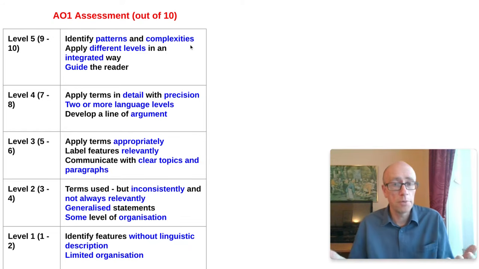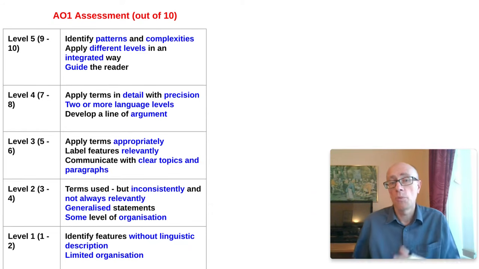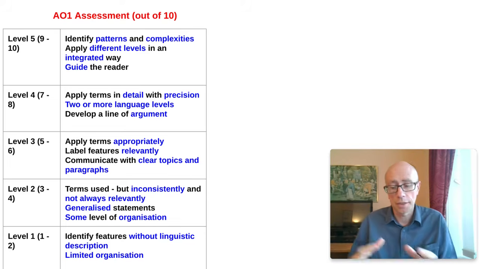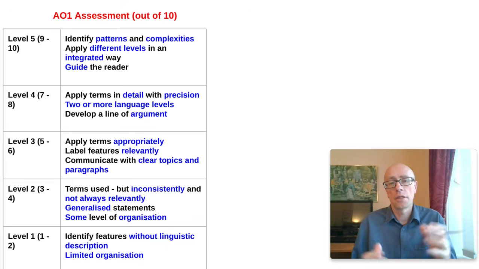So don't just go for individual features, go for patterns, and also try and show that your text is quite complex in that way, because whilst there may be patterns, there may also be anomalies, i.e. things that stand out from the patterns. So try and show that the text is not just clear cut and black and white, but there may be complexities that come through it.